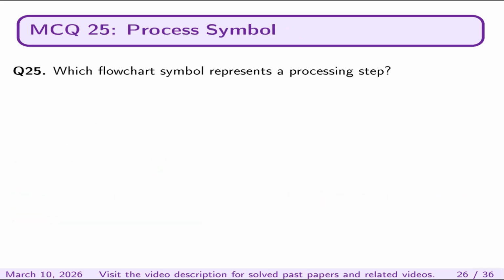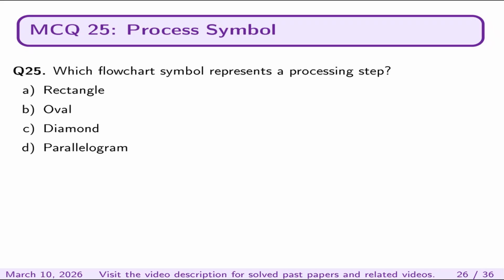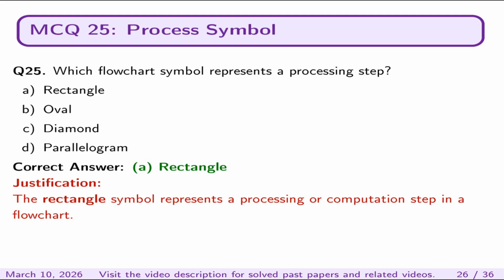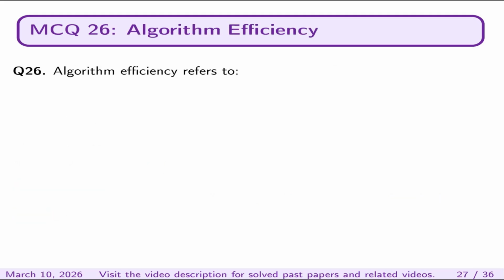Question number 25. Which flowchart symbol represents a processing step? Rectangle, oval, diamond, parallelogram. The correct option is rectangle, because the rectangle symbol represents a processing or computation step in a flowchart.